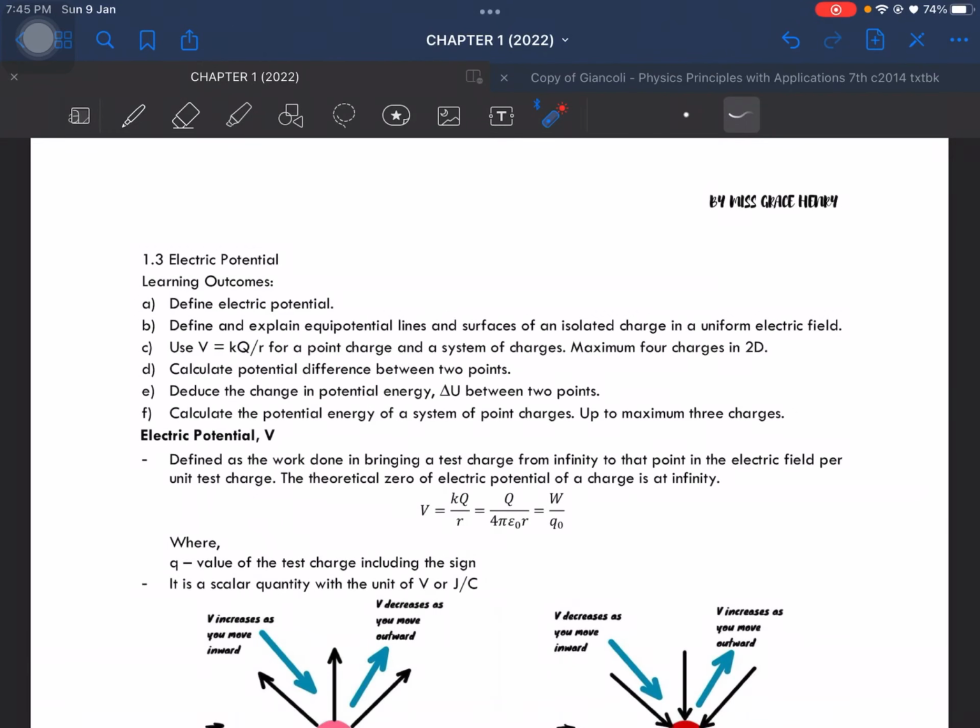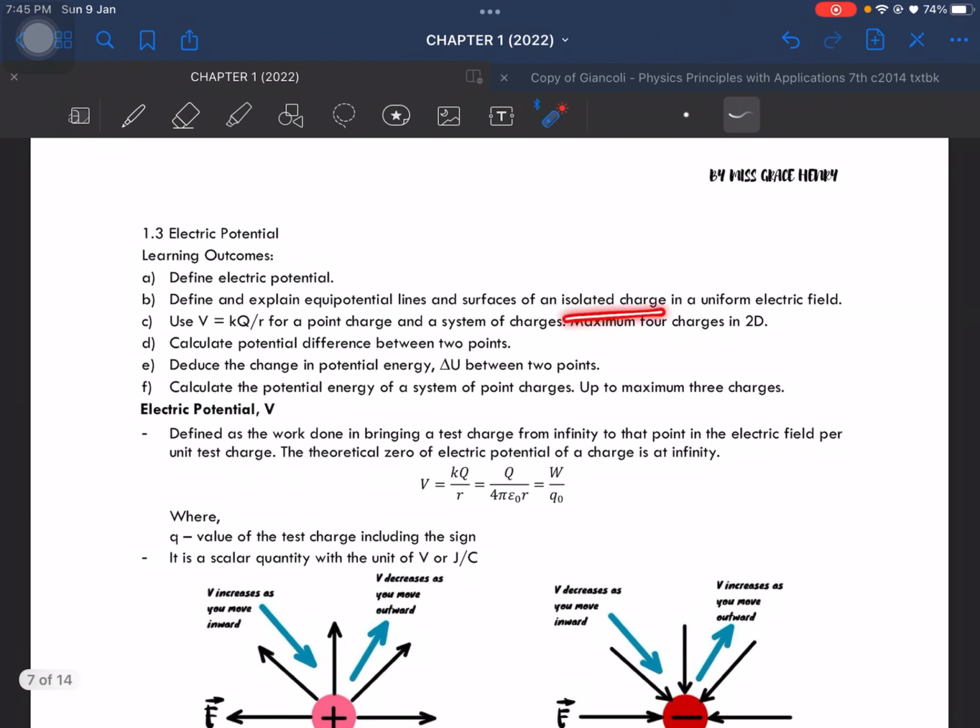Alright, subtopic 1.3, which is on electric potential. In this subtopic, you have to be able to define what is electric potential, define and explain equipotential lines and surfaces of an isolated charge in a uniform electric field.